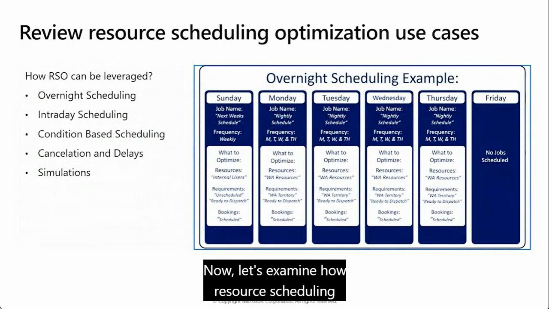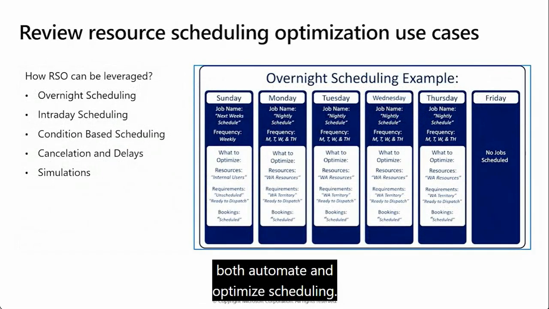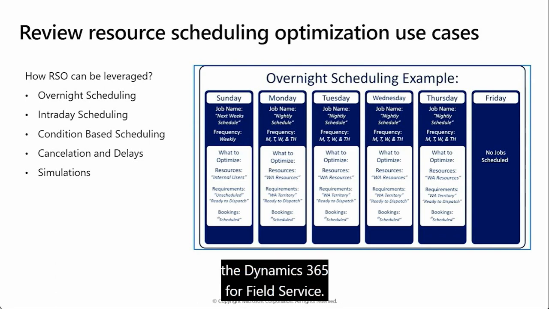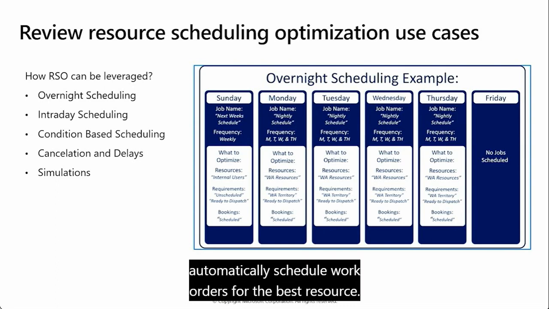Now, let's examine how resource scheduling optimization can be used to both automate and optimize scheduling. Resource Scheduling Optimization, or RSO, is an add-on capability for Dynamics 365 Field Service. It allows your organization to automatically schedule work orders for the best resource.